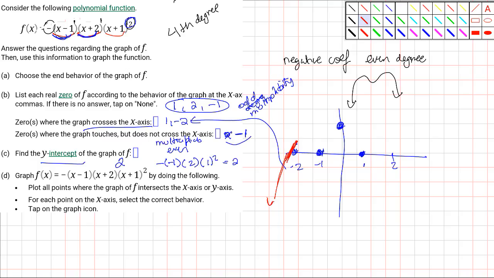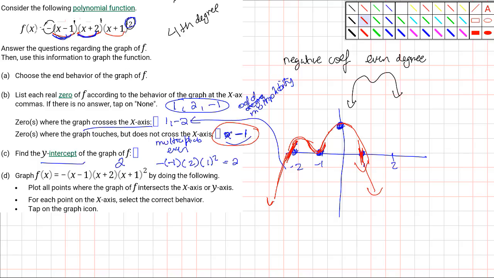Then we have negative 1. We see that negative 1 has even multiplicity, multiplicity 2. Therefore it touches the x-axis but does not cross it. So your graph is going to look a little bit like this. Then this is the y-intercept, so it must go like that. And then for x equals positive 1, it crosses the x-axis, so it has to come down. So your function will look somewhat like that.